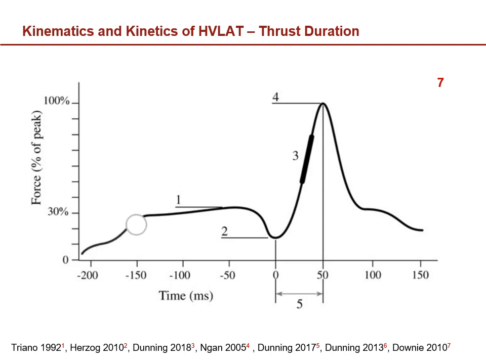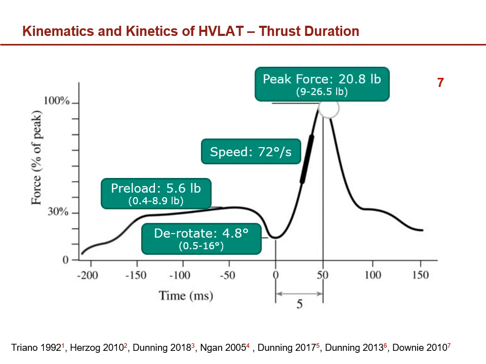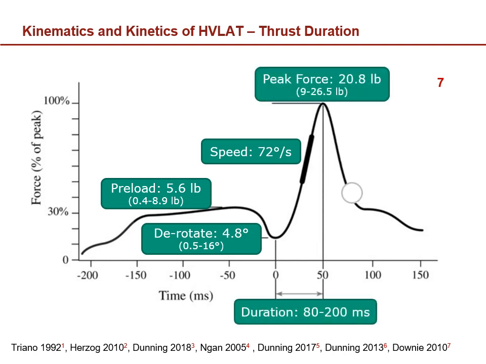So here's the addition of the preload, which is about 5.6 pounds of force. The derotation about 5 degrees up to 16. Speed 72 degrees per second. The peak force is 20 pounds of force. And then the duration is 80 to 200 milliseconds.